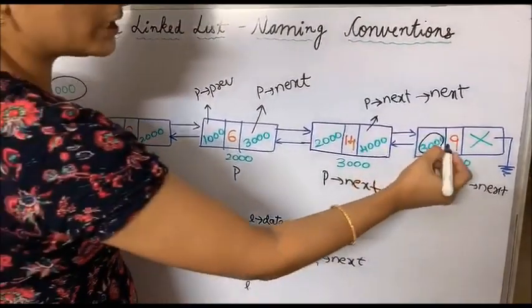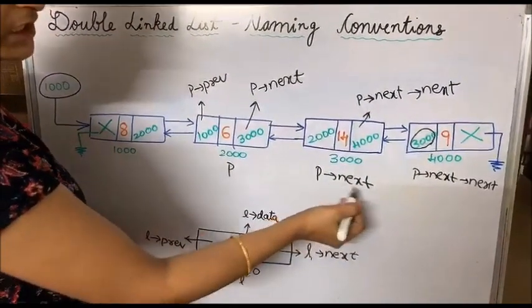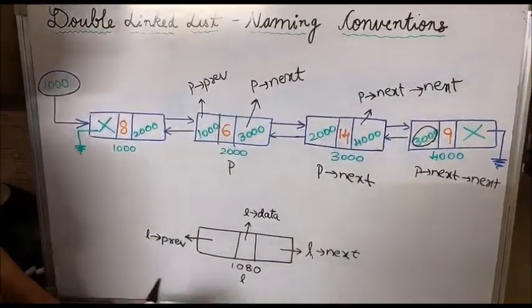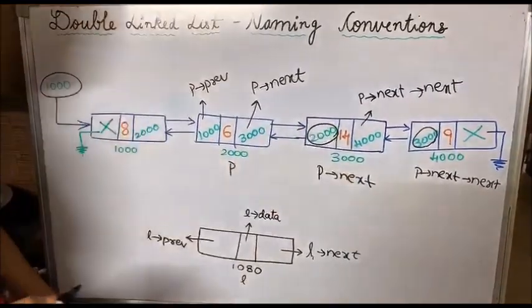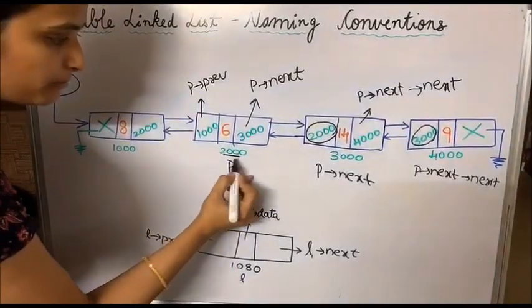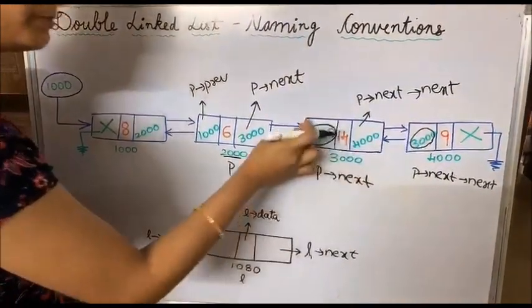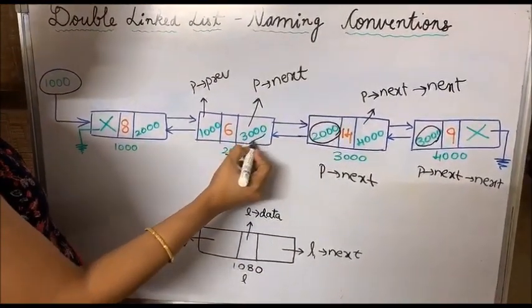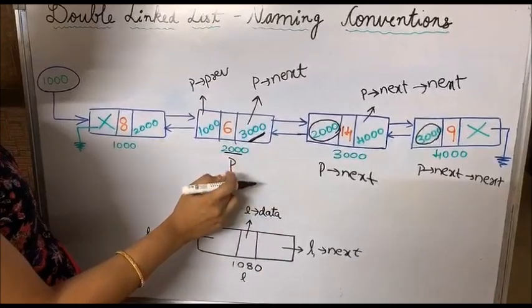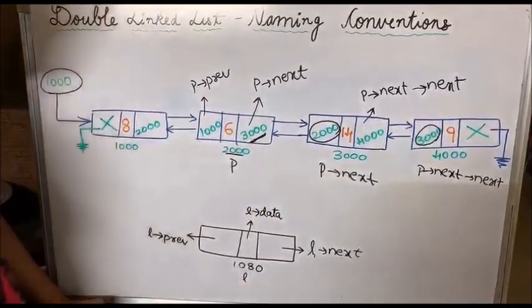There will be 2 names for each and every node in double linked list. With any name we can refer to that particular field. Now, what will be the name of this field 2000? It can be P or it can be P next previous. In the same way, what is the name of this 3000? It can be P next. Sorry, only P next.